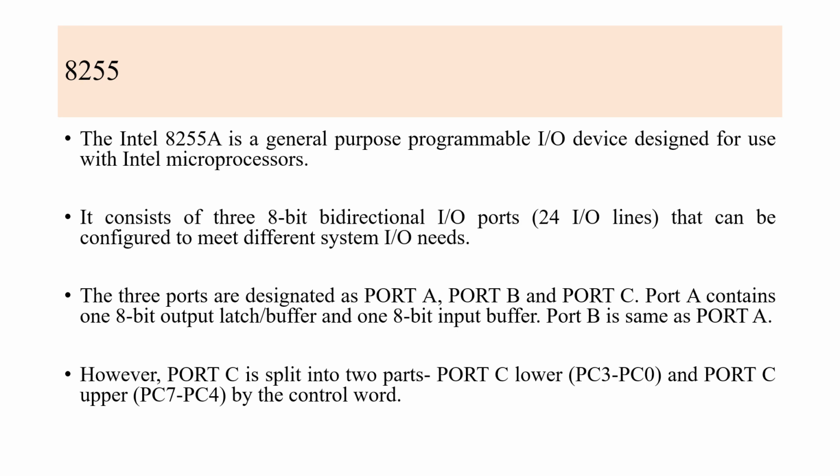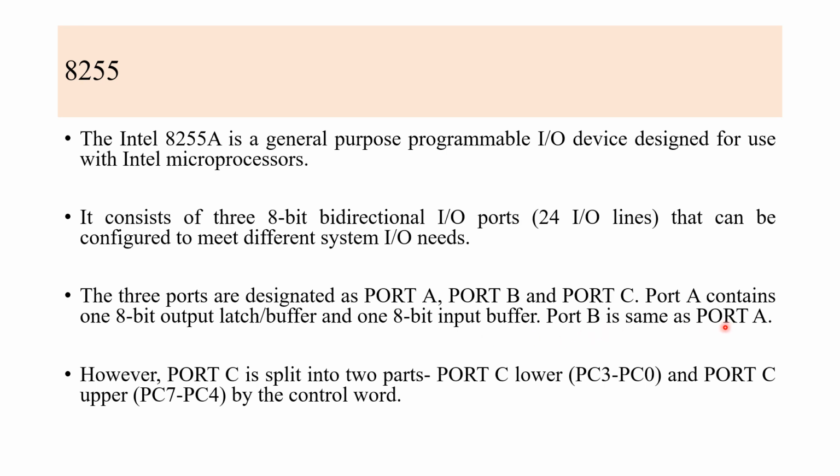So 8255, it is a chip. It is a general purpose programmable IO device which can be connected with the Intel microprocessors. And this particular chip has 3 IO ports. And the names of the IO ports are port A, port B and port C. So this port A contains an 8-bit output latch buffer and an 8-bit input buffer. It can support both input and output.